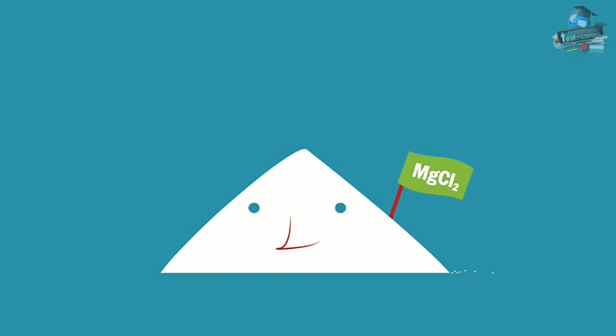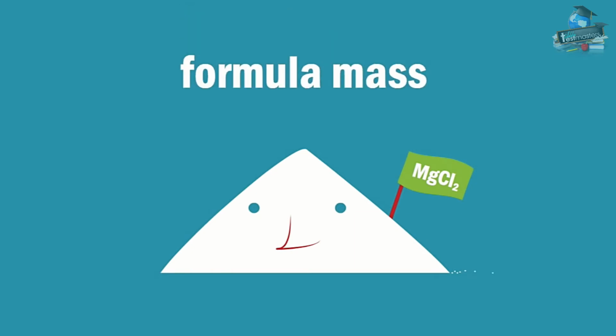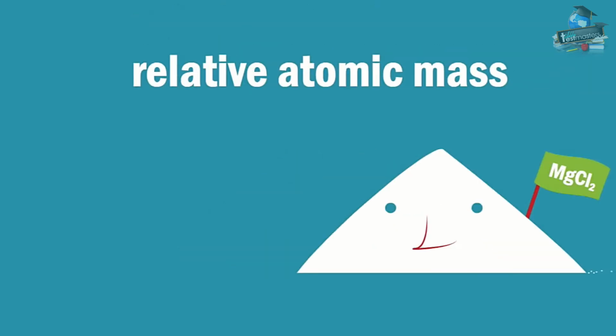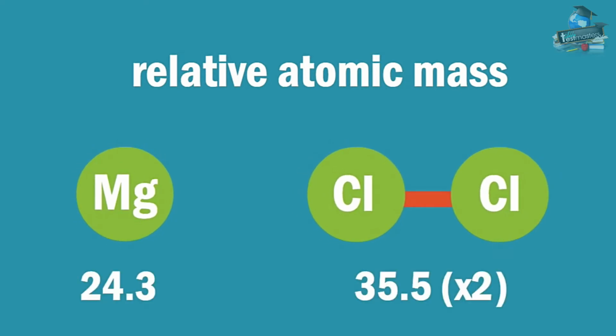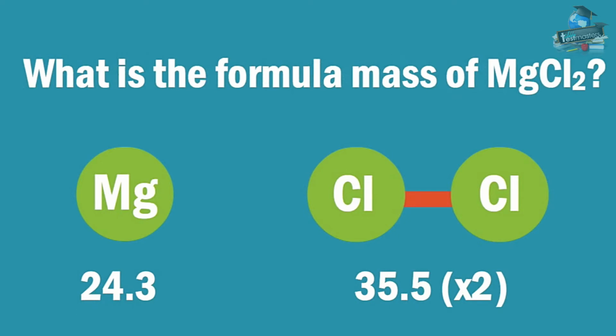First, you have to calculate the formula mass of magnesium chloride from the relative atomic masses of its elements, magnesium and chlorine. These are displayed on the screen. Can you calculate the formula mass of magnesium chloride? Pause and continue when ready.